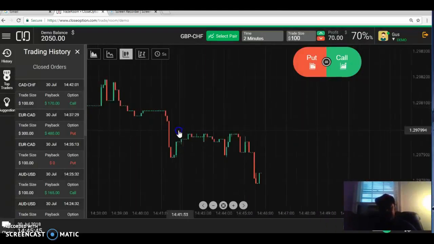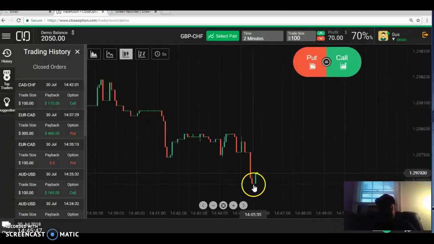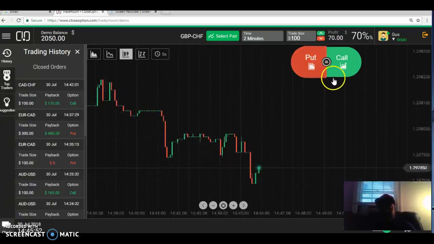All right. Oh, here's another setup here. See, it's been generally declining downward. I wish I had caught this trade just a few seconds sooner. I could have probably hit a call option here.